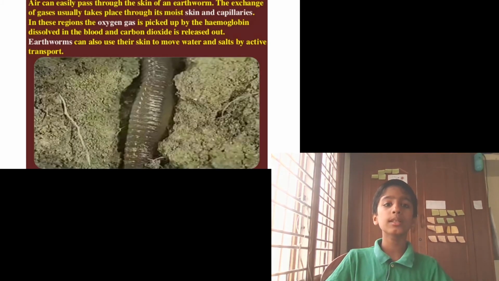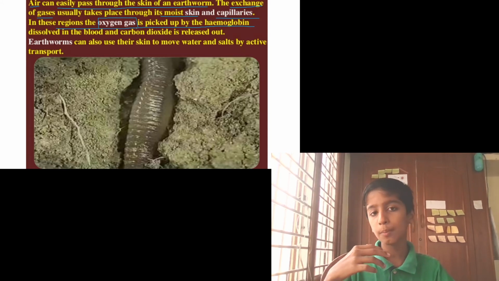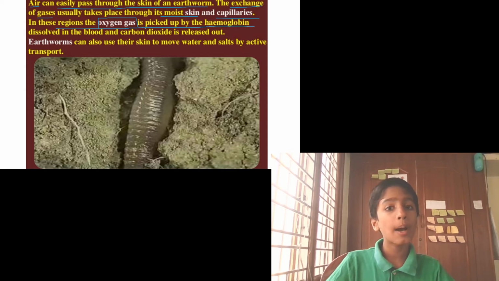Now air can easily pass through the skin of an earthworm because the earthworm's skin is moist, right? So the exchange of gases usually takes place through its moist skin. I told you, because of the moist skin and capillaries, the exchange of gases takes place easily. And in these regions, where air passes, oxygen is picked up by the hemoglobin.